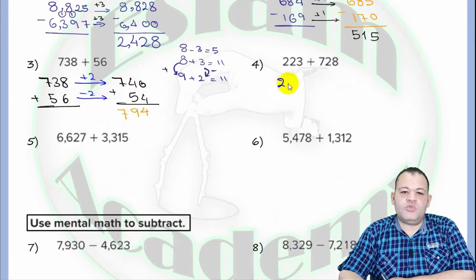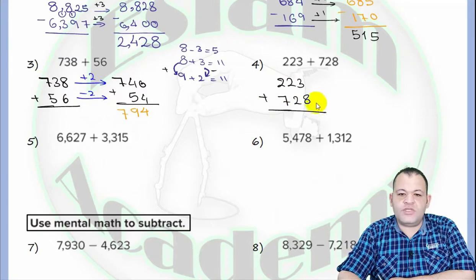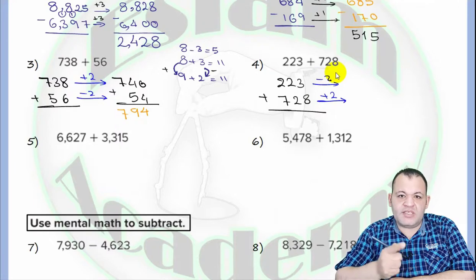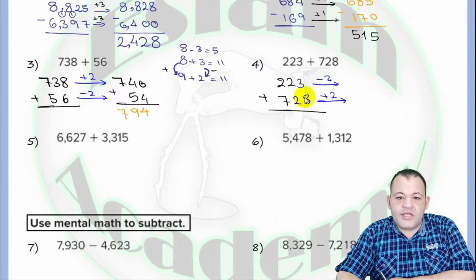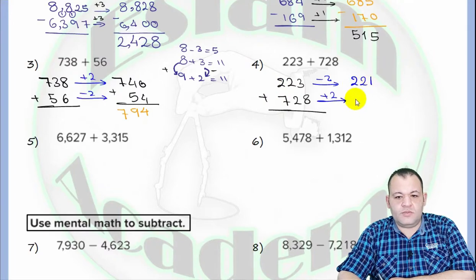Again, we have 223 plus 728. The one which is close to 10 is 8. 8 becomes 10 by adding 2. Because you add 2 and you have addition, we need to subtract 2 from the other. Again, for subtraction, we add the same number to the two terms or subtract the same number from the two terms. But for addition, we add to one term and subtract from the other one. So by subtracting 2, the answer will be 221. Plus, by adding 2, the answer will be 730.